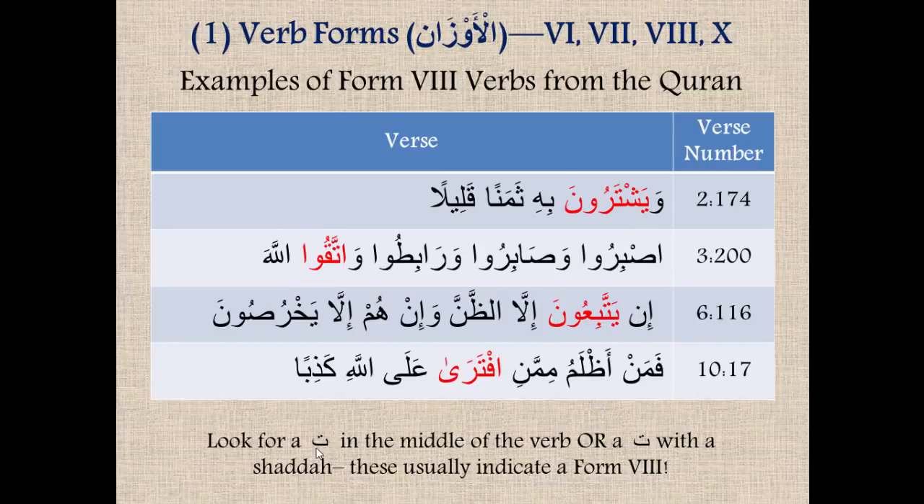So again, you want to look for a ta in the middle of the verb, such as in ikhtalafa or in ijtama'a, or you're looking for a ta with a shadda on top, like in yattabi'una, wattaqa. These are usually indications of form 8 verb.